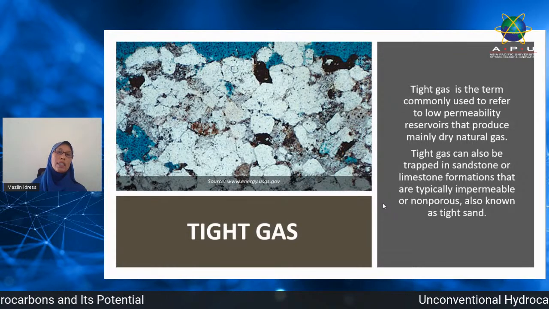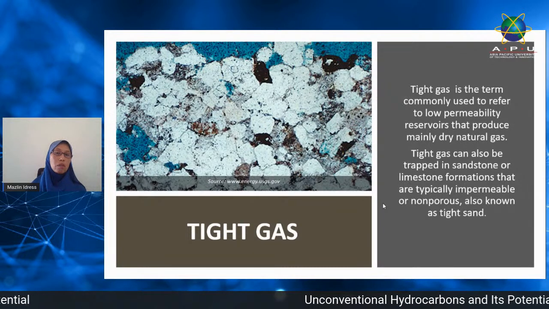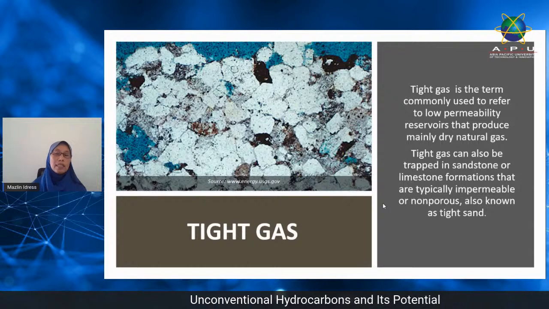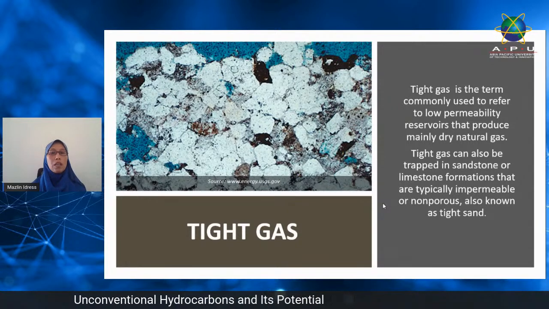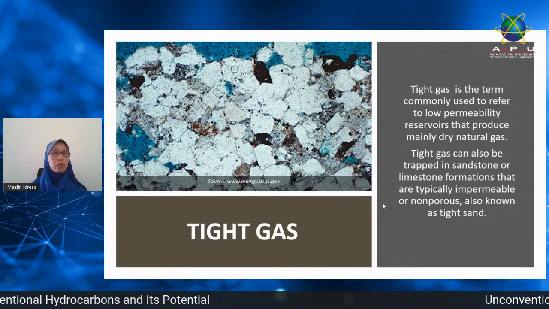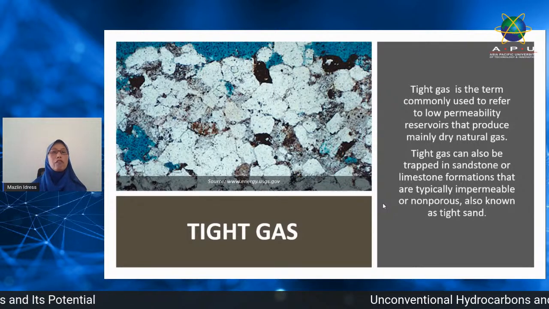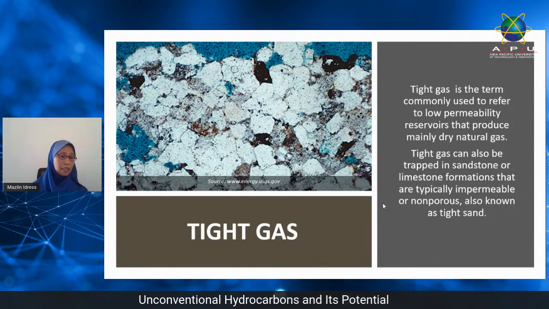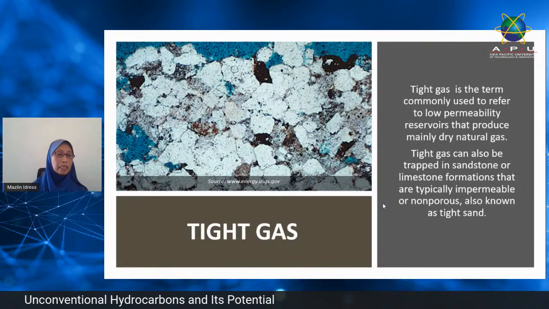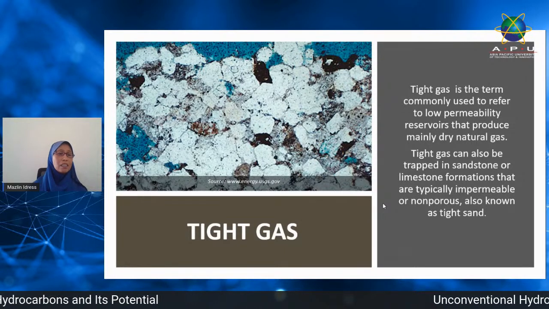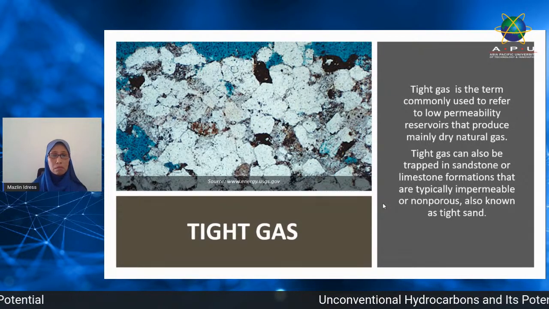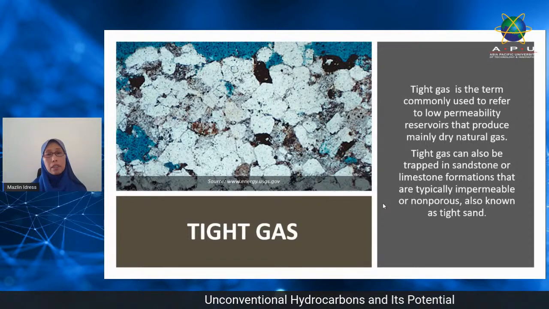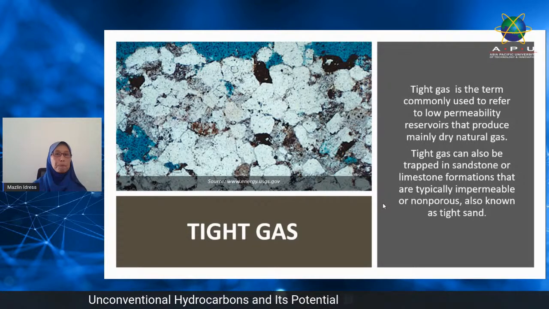Tight gas can also be trapped in sandstone or limestone formations that are typically impermeable or non-porous, and it is also known as tight sand. So to produce gas and oil from tight sand, we use deviated drilling, hydraulic fracturing, and also acidizing.